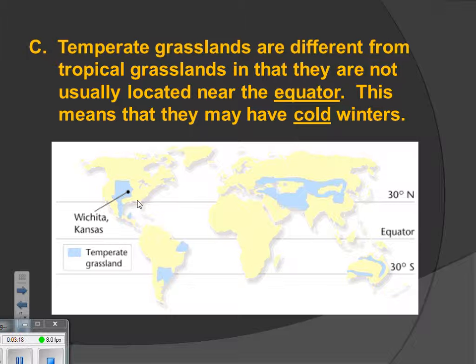If you look at this map, you can see that the middle of the United States in North America is a temperate grassland. You also have some down in this area of South America. You get some in Asia, and you have a few just small places in Australia.